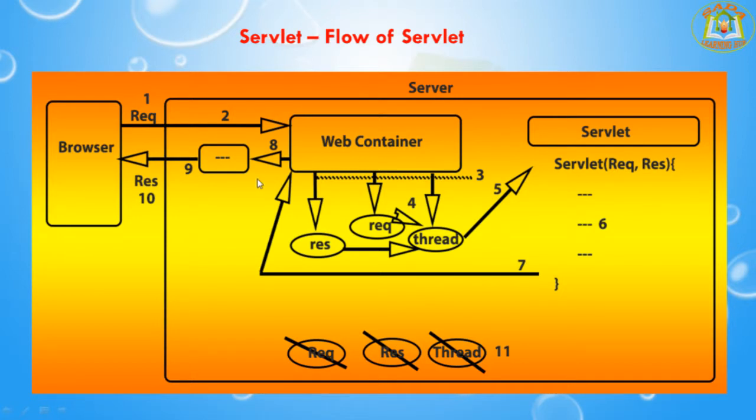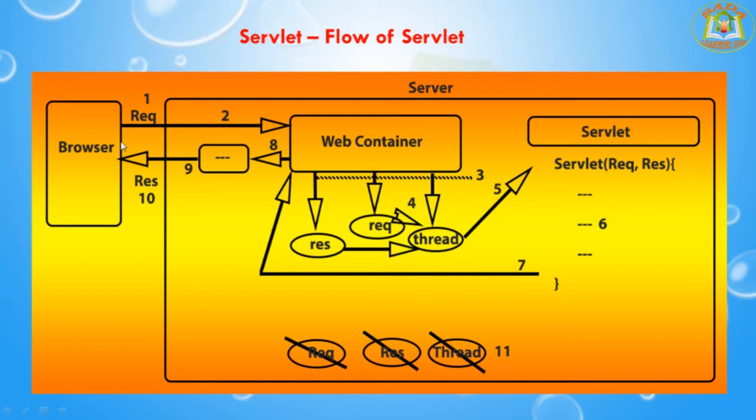In this server, multiple applications may run at a time. In the server, we can deploy multiple applications at a time. Whenever we raise a request, the request reaches the server. The server checks which application is being requested and routes it, sending the request to that particular web container.